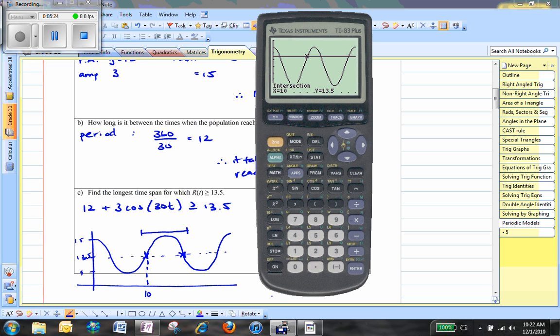I'm going to do it again for the second intersection point over here. So second trace. Number 5, intersect. I'm going to go over closer to that intersection point over here. Hit enter again, let it guess, and it's going to tell me 14.